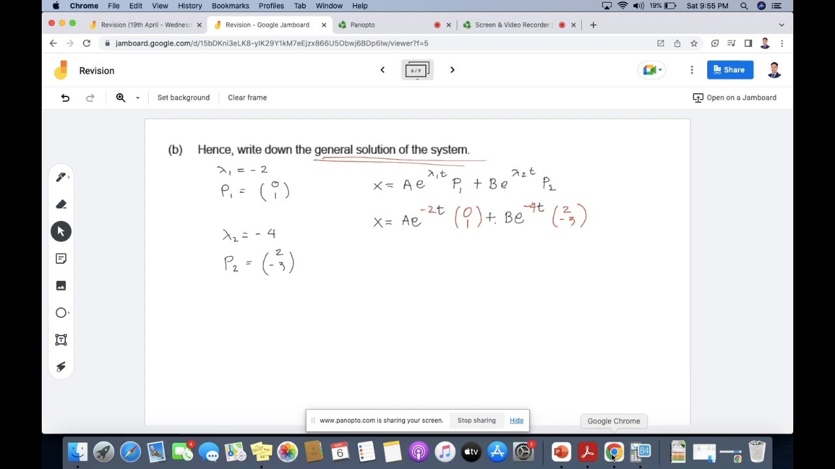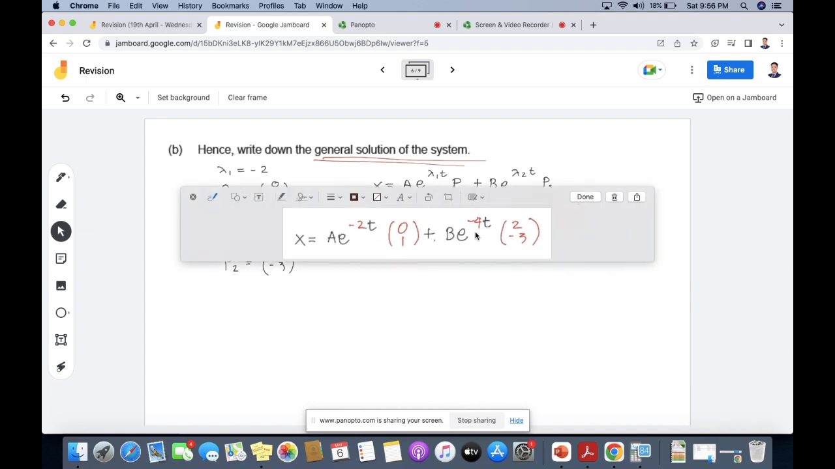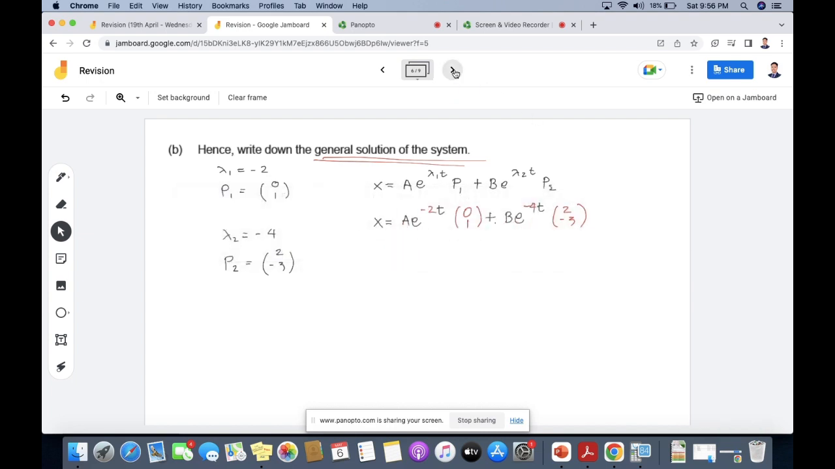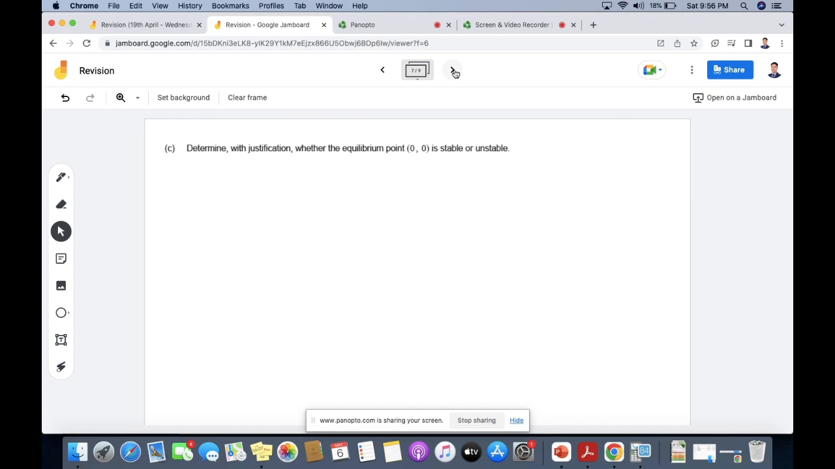By the way, we need this general solution in order to do the sketch. I think that's letter C. Let me just take a screenshot of this. All right, let's now go to the next question here. The next question is for us to justify whether the equilibrium point (0, 0) is stable or unstable.